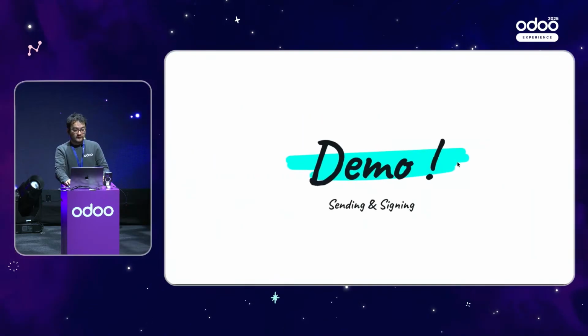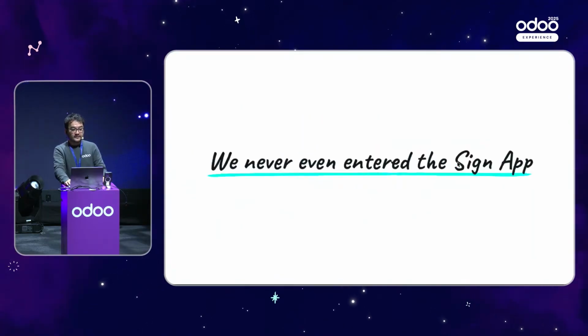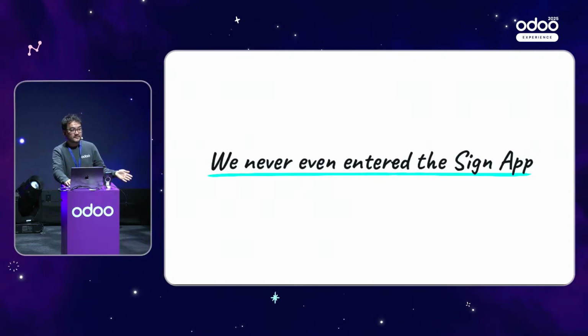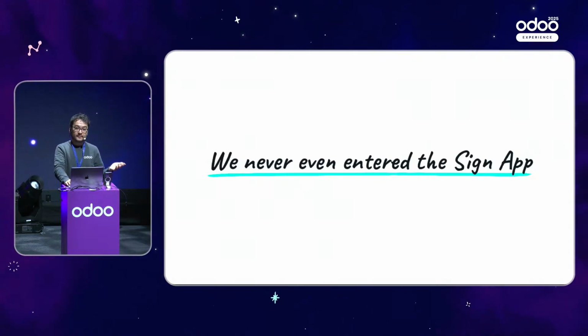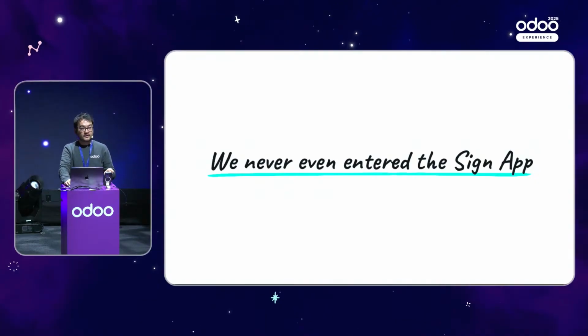Now, I don't know if you've noticed, we never even entered the Sign app in any of the flows that we went through. We signed a ton of documents, we sent a ton of requests through WhatsApp, through the Documents app, in a CRM or any other app. We just had to open the documents and send it. Tons of new ways to use Sign in Odoo.